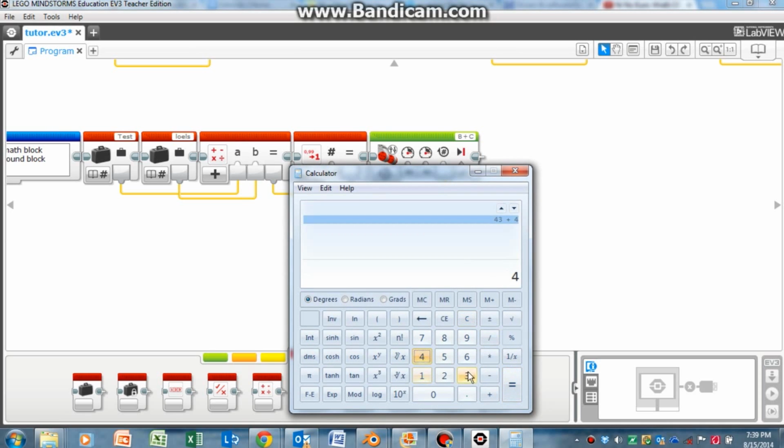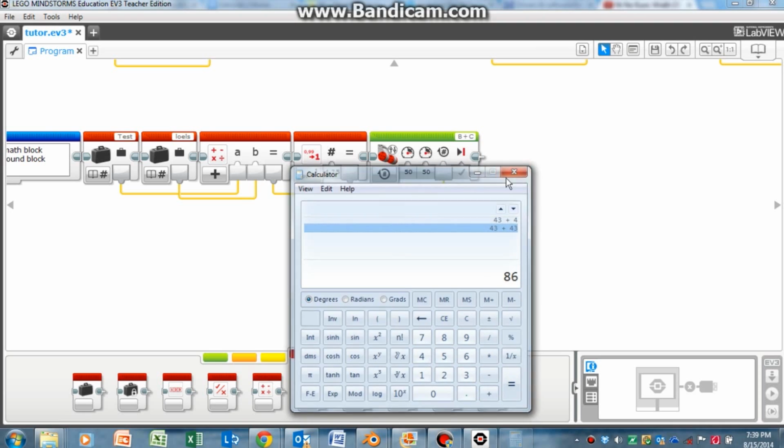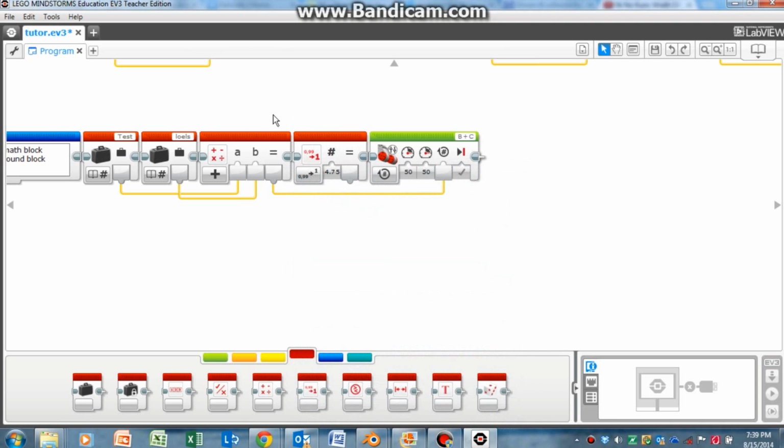Nope, that's 43 plus 4, that's 4,000. Wow. I definitely do not seem to have my mouse calculating fingertips working. Alright, so 86. That was the value of this, so the robot will move forward 86 times.